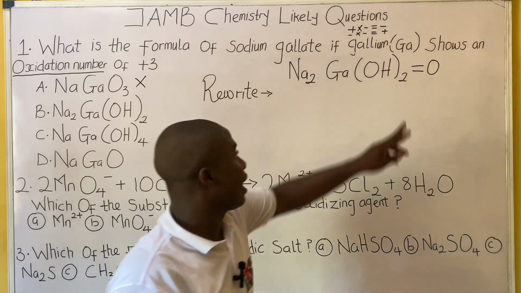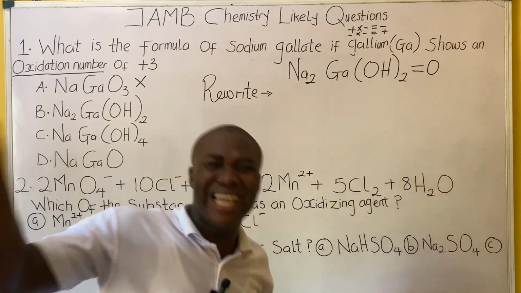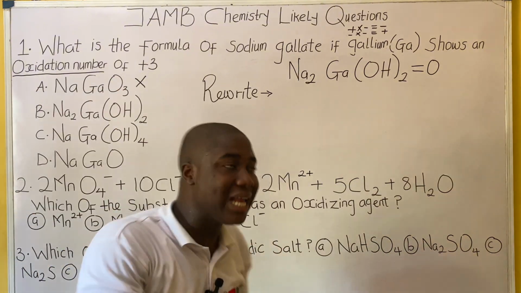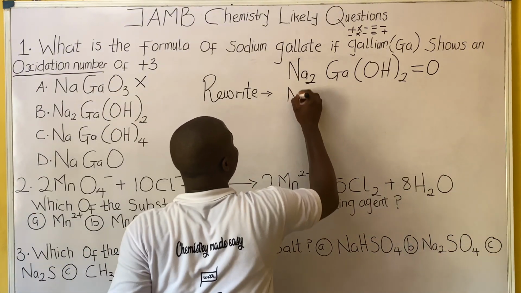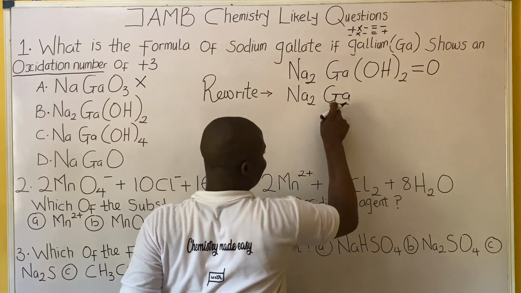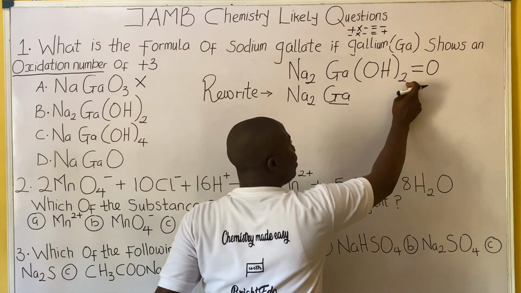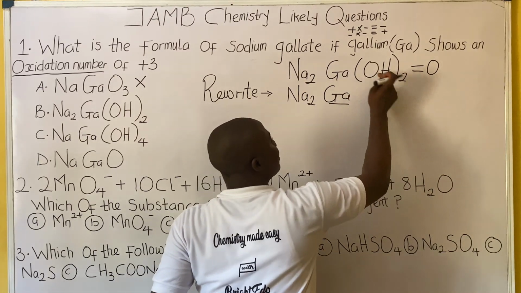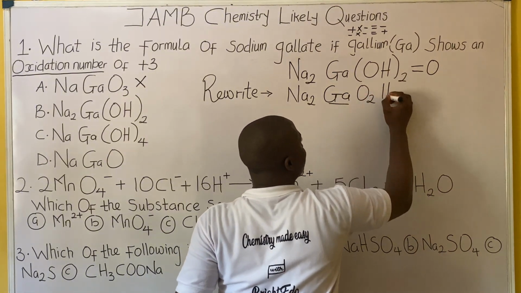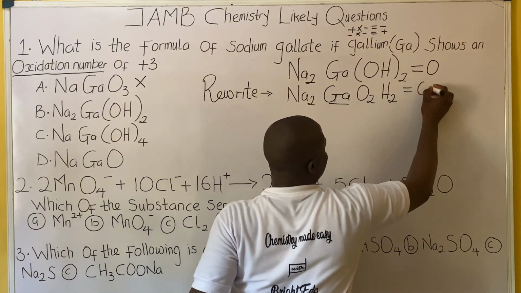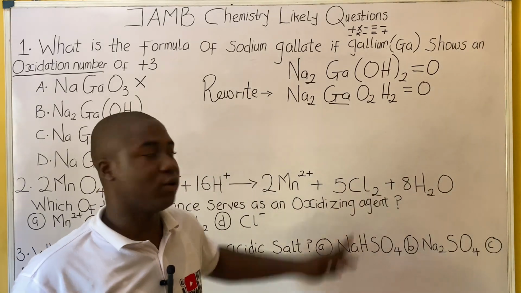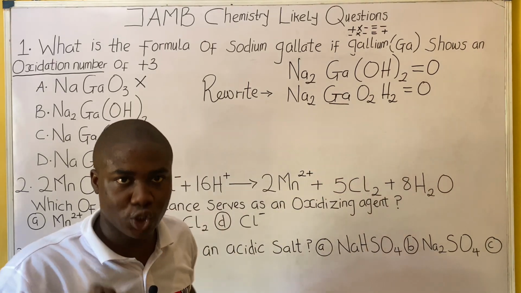So rewriting it, the 2 outside the bracket will multiply everything inside the bracket, not everything outside the bracket. So when we do that, Na2 remains the same, and gallium remains the same because that's what we're looking for. The 2 here multiplies everything inside the bracket. So 2 times oxygen is O2, and 2 times hydrogen is H2, equal to 0. Do you understand? It's very simple. So let's calculate the oxidation number of gallium. Watch closely.